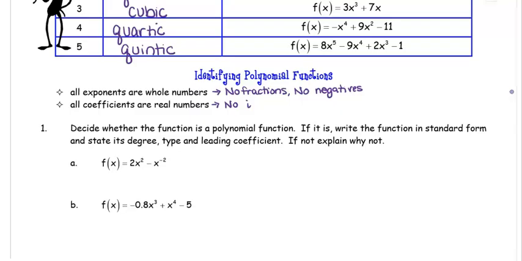So as we take a look at A, f of x is equal to 2x squared minus x to the negative second. Now I see that this exponent here is a negative 2. Since all exponents need to be whole numbers, we can say that this is not a polynomial function. So we're going to say no. And our reason for that is because we have a negative exponent.